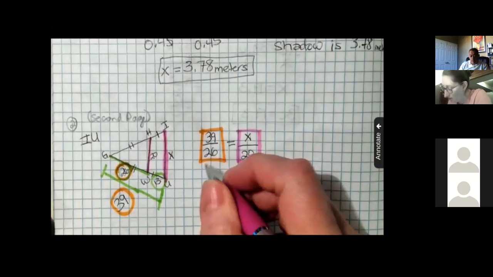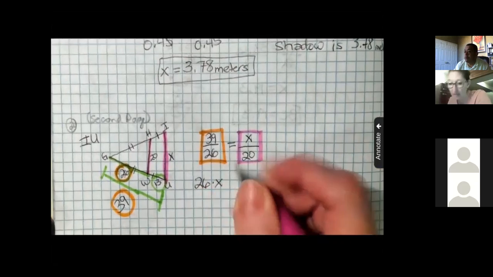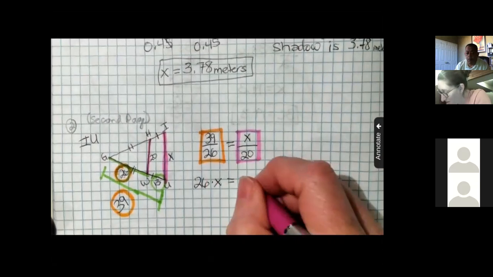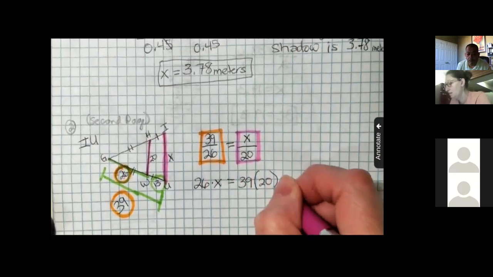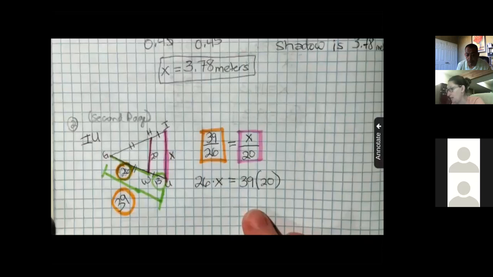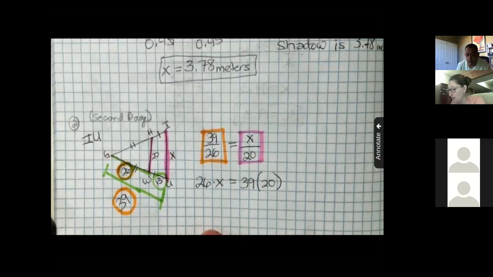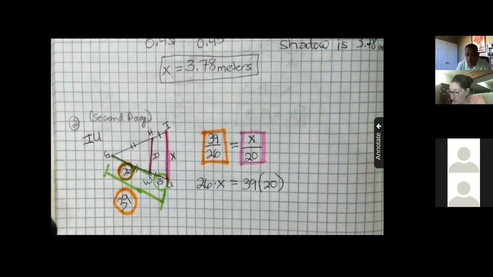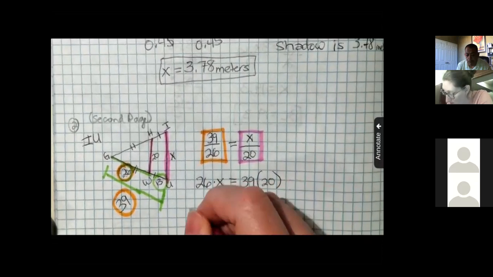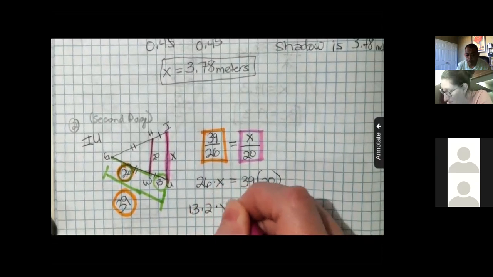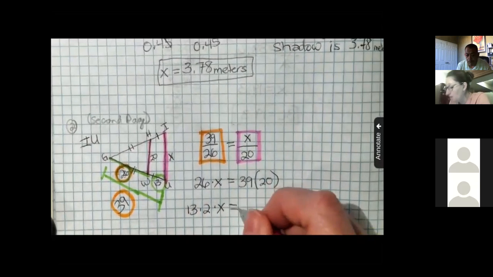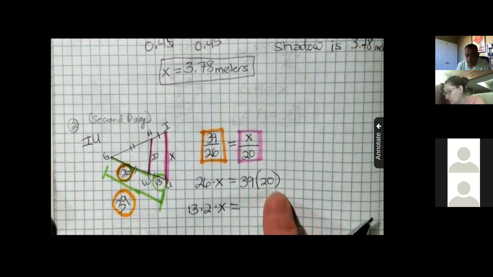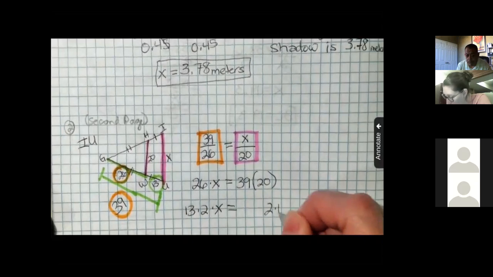So I like my X's on the left, so 26 times X equals 39 times 20. All right, so now the question is, I can factor these. I just happen to know my 26s and my 39s. I know that sounds weird, but I do. I know that 26 is 13 times 2 times X, and those all happen to be primes. Knowing that, I'm going to say is 39 or 2 in either one of these. Well, 2 is in 20, so 2 times 10, yay.